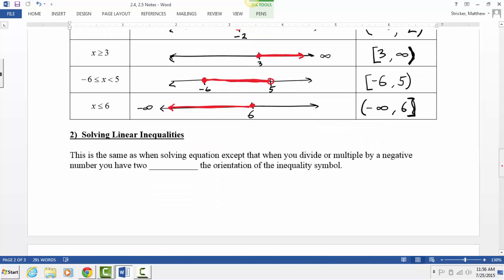When solving linear inequalities, it's always the same as when you solve an equation, except for when you multiply or divide by a negative. Whenever you multiply or divide by a negative, you have to, oh, and there's a little typo there, that should be just TO. You have to switch the orientation of the inequality symbol.